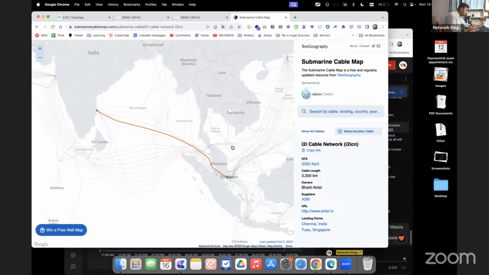Okay, it's not written in CCNP books that Airtel has this cable. So when you explore things, you actually get more knowledge. Now if you go for an Airtel interview and you say, yes sir, I know Airtel also has an I2I cable network from Chennai to Singapore, the guy will be a little impressed, right? At least you know about Airtel submarine cables.